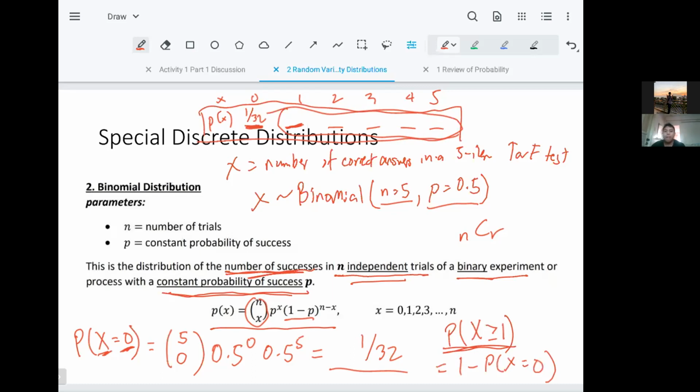Kuha yun. Bakit ganun siya? And 1 out of 32 daw ito, diba? What's the probability of the rest? It's gonna be 1 minus that, diba? That's gonna be 31 out of 32. So 31 out of 32, whatever that is in percentage, that's the chance of you getting at least one correct answer.